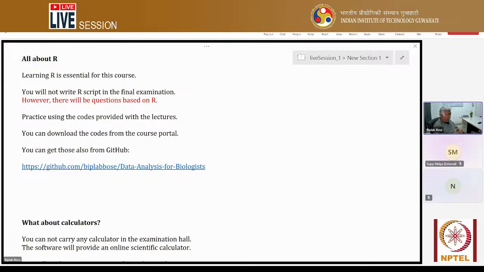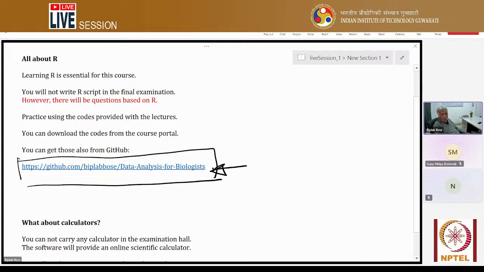Now, one thing, how do you practice? If you go to the course portal, in any lecture, if there is an R code, that script and the data files, all links are provided. Apart from that, all these R codes, R scripts, as well as the data files are available through my GitHub page. You can actually download it. So I'll hold it here for some time. If you want to note it, you can note it down, or you can go to GitHub and search with my name, Biplab Bose.